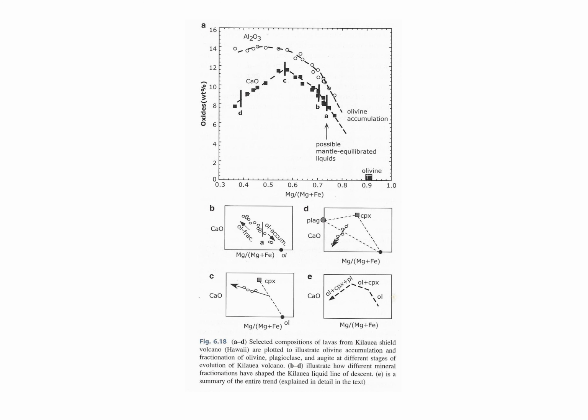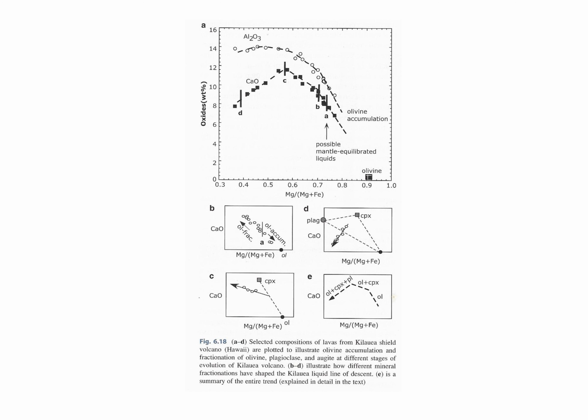So we have now a selected composition diagram. What is written here, A to D: selected compositions of lavas from the Kilauea shield volcano, Hawaii, are plotted to illustrate olivine accumulation and fractionation of olivine, plagioclase, and augite at different stages of the evolution of Kilauea volcano. B to D illustrate how different mineral fractions have shaped the Kilauea liquid line of descent.